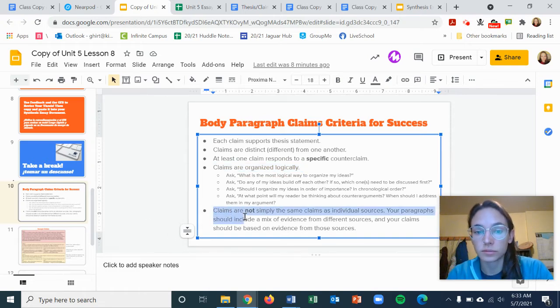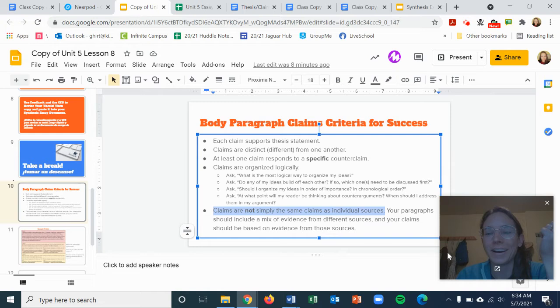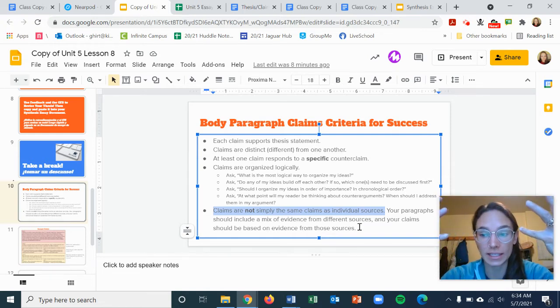And last thing, claims are not just the same claims as individual sources, right? So your paragraphs should have a mix of evidence from different sources. You should not just be summarizing individual sources in your paragraph. So I can't just have the same claims as Sherry Turkle, because that means I'm just summarizing what Sherry Turkle thinks, right? So instead, you want to support your own ideas that you're getting based on these sources that you're reading, but they are your own ideas. You're not just summarizing each source.